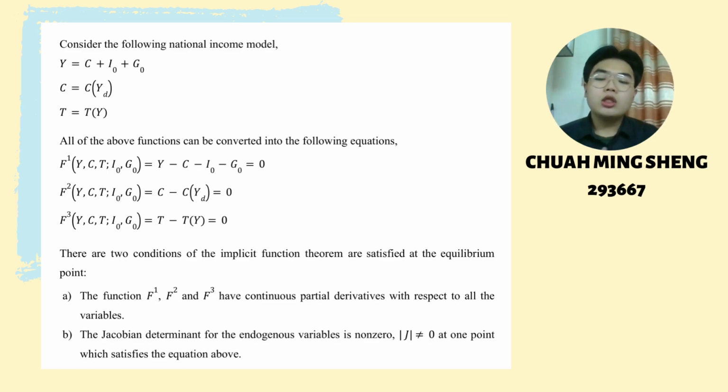There are two conditions of the implicit function theorem that must be satisfied at the equilibrium points. First condition is that the functions F1, F2, and F3 have continuous partial derivatives with respect to all the variables. Second condition is that the Jacobian determinant for the endogenous variables is non-zero at a point which satisfies the equations above.